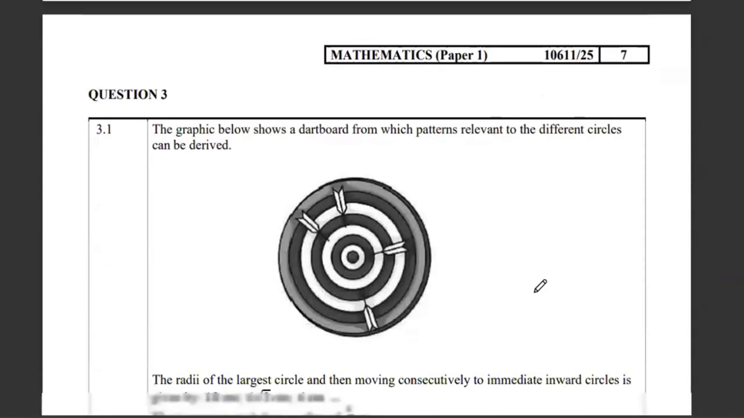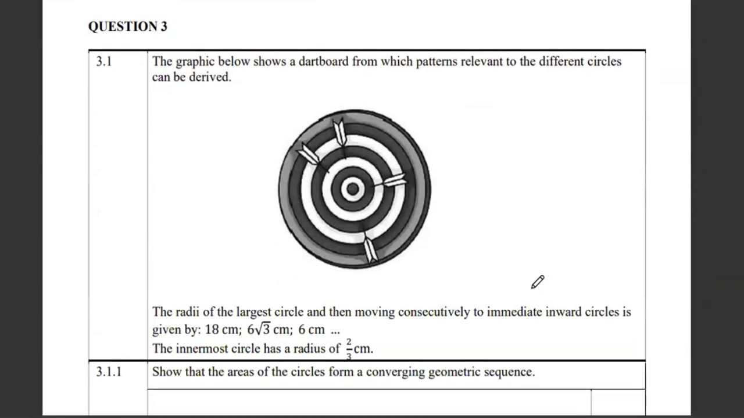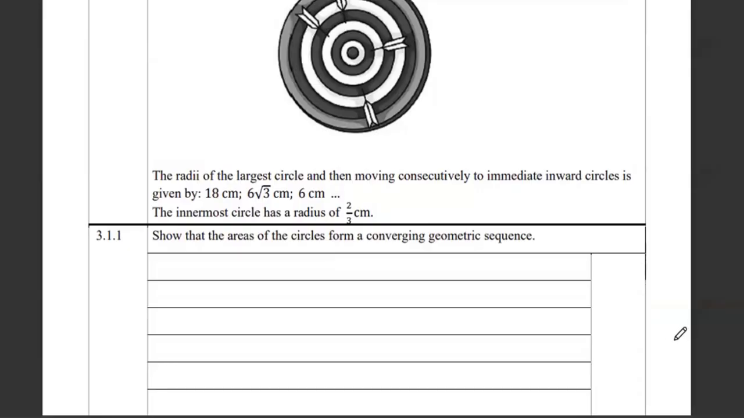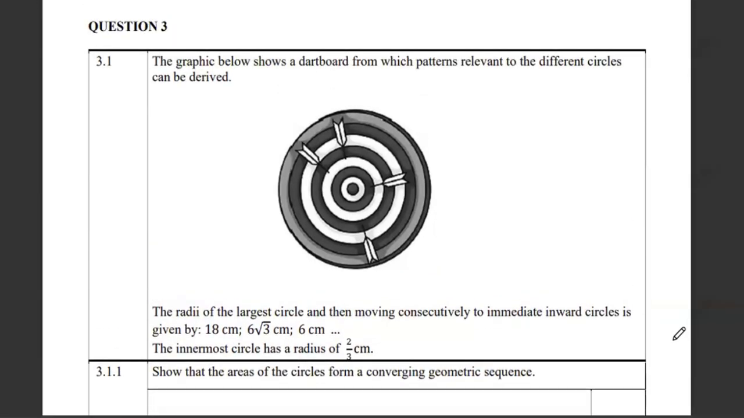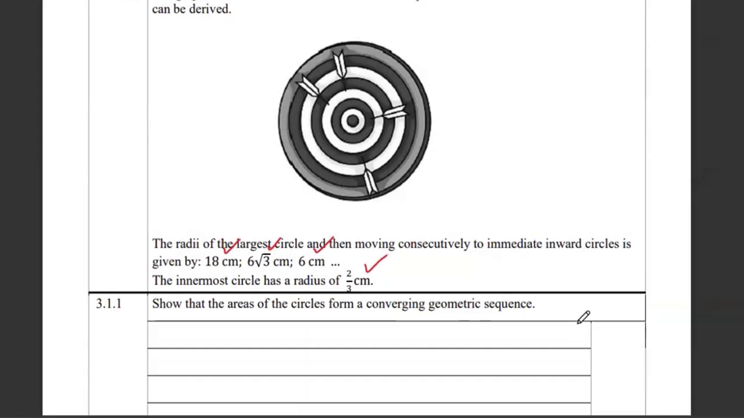Then question number 3, the graphic below shows a dartboard from which patterns relevant to different circles can be derived. The diameter of the largest circle, and then moving consecutively to the immediate inward circles, is given by 18 centimeters, 6 root 3, then 6, and the innermost is 2/3 of a centimeter. Can we show that the areas of the circles form a converging geometric sequence?